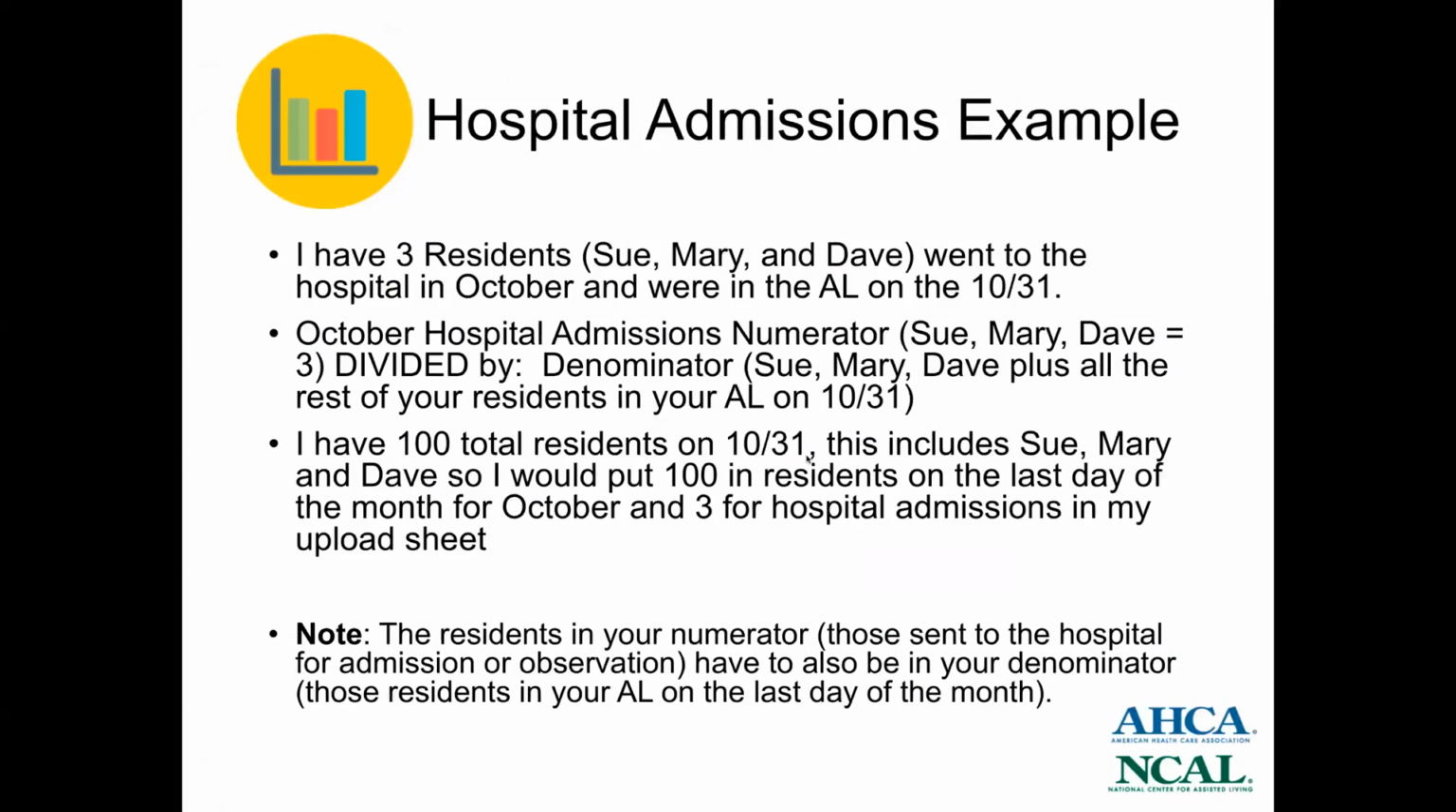The residents in your numerator, those are who sent to the hospital for admission or observation, have to also be in your denominator, those residents in your AL on the last day of the month. And the other way too, you can't have someone in your numerator that wasn't in your denominator.